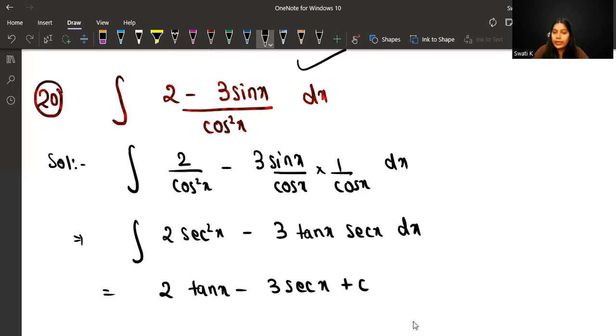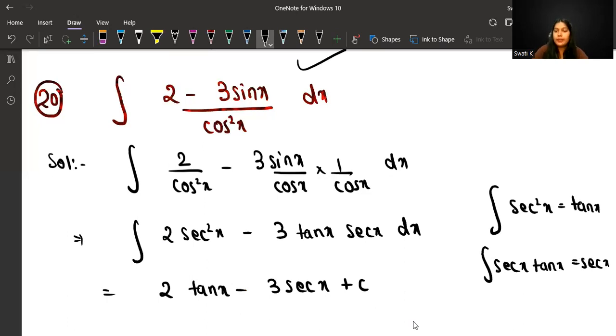If you want, I can write down the formulas that I have used. Integration of sec square x is tan x. Integration of sec x tan x, which is the same as tan x sec x, is just sec x. Plus, of course, the constant of integration.